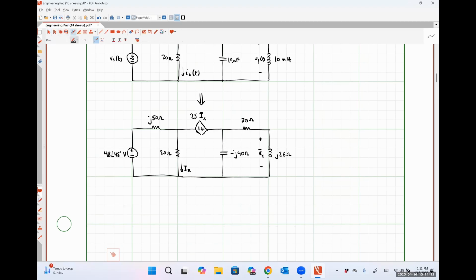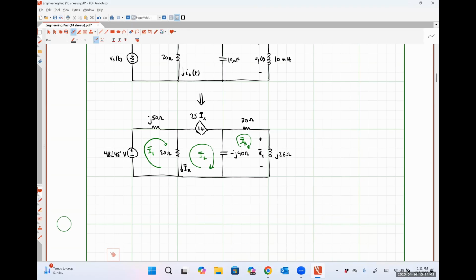Starting with mesh analysis, I would probably say this is going to be my mesh current I1. This will be my mesh current I2. And this will be my mesh current I3. The first thing I would do is define my controlling variables for my dependent sources in terms of my mesh currents.